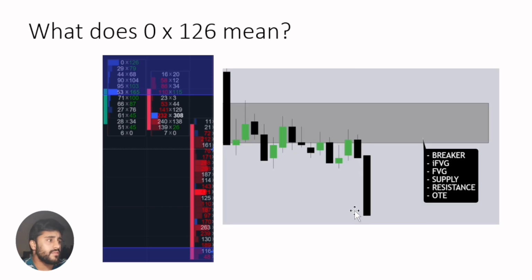So what does this mean? What does 0 for 126 mean? That's the number right at the top. The 0 is on the left-hand side, that's the aggressive sellers, and 126 is the aggressive buyers.